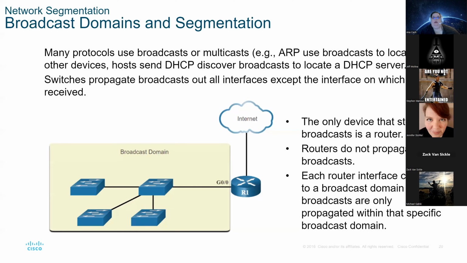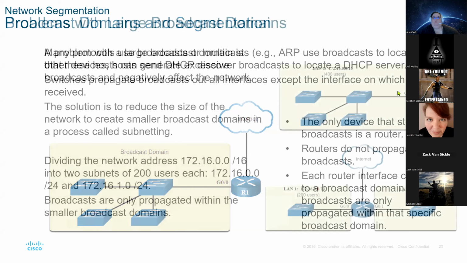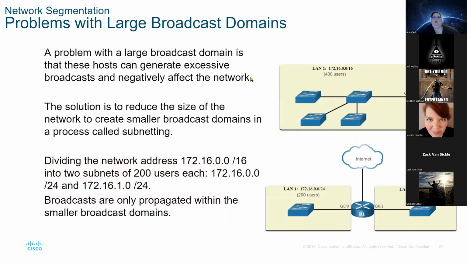Then we went over network segmentation in the other one too. This is basically all the same stuff. Large broadcast domains. This one talks about the problem with large broadcast domains. The host can generate excessive broadcasts and it negatively affects the network. So what you do for that type of situation is to reduce the size of the network and create smaller broadcast domains. And that's where you get subnetting.